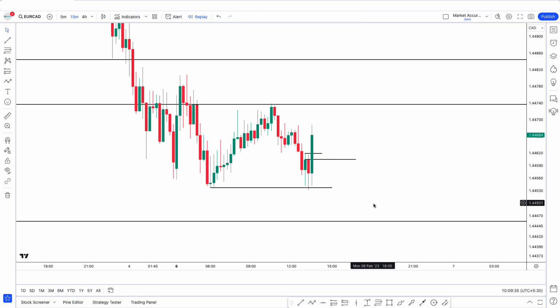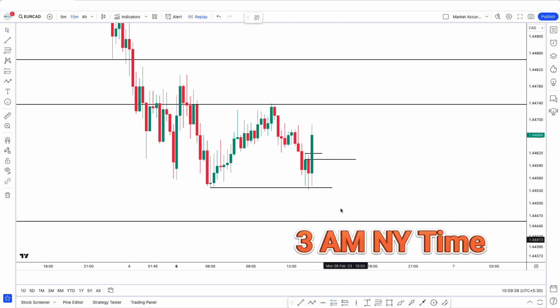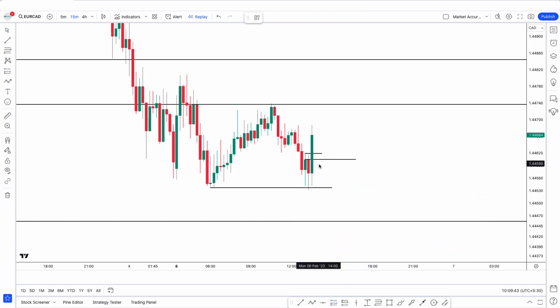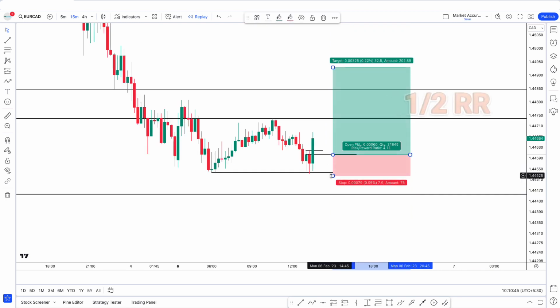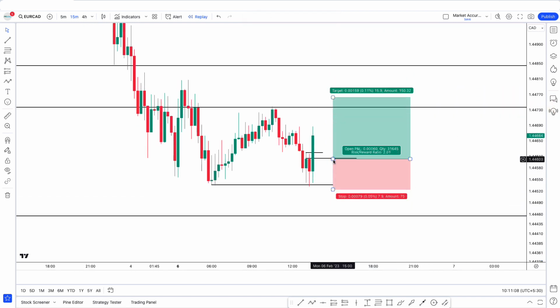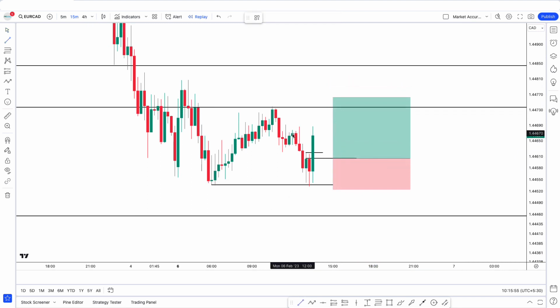We did get our market structure shift at 3 a.m. New York time. That is a plus point. So we simply take our entry from this order block, put our stop loss right below this order block, and we go for 1 to 2 risk to reward, simply. And when price reaches 1 to 1 risk to reward, we go break even. Or if it breaks a significant high, which is right here, we go break even. Let's see how this plays out.